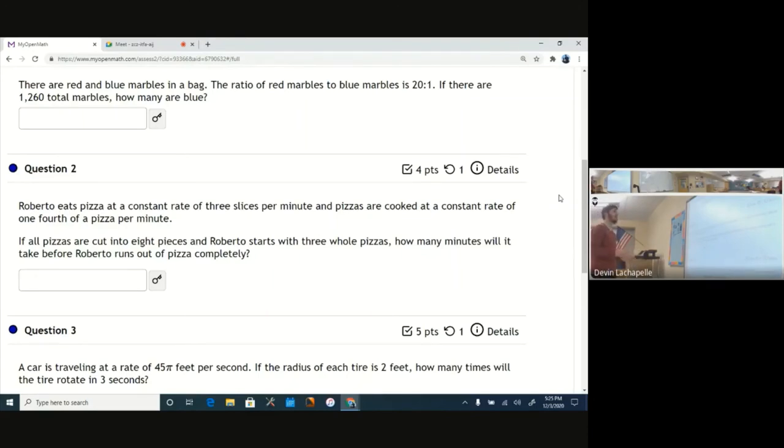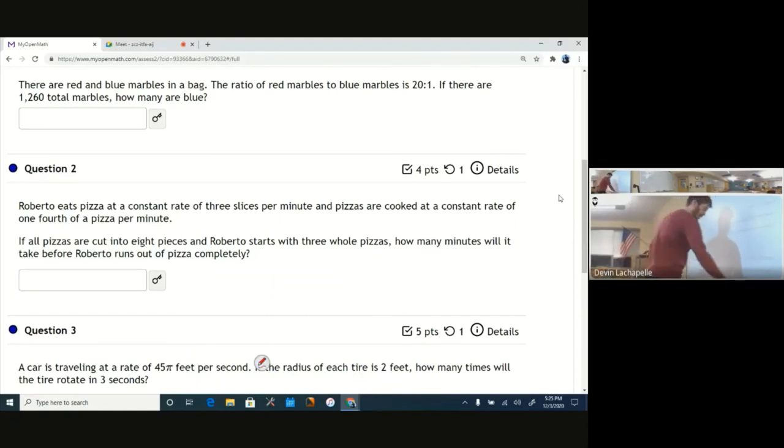Okay, so I imagine some people may have looked at this and said, all right, well, there's 20 marbles in my red and blue. So I'm going to just take 1,260 divided by 20, right? Because there's 20 red marbles for every one blue one. We'll just divide by 20. That's going to get you close, but it's not going to quite get you the right answer.